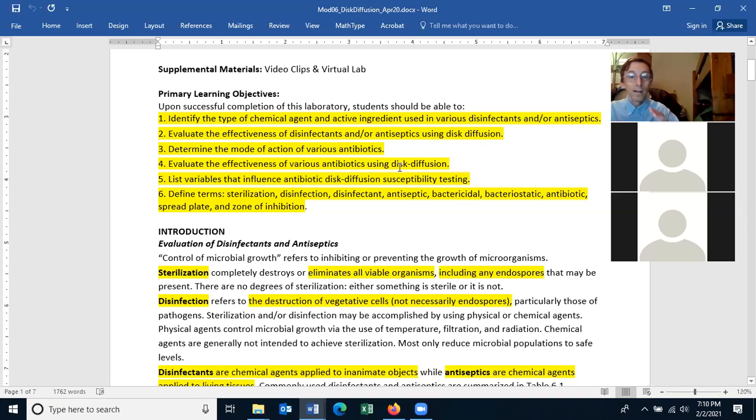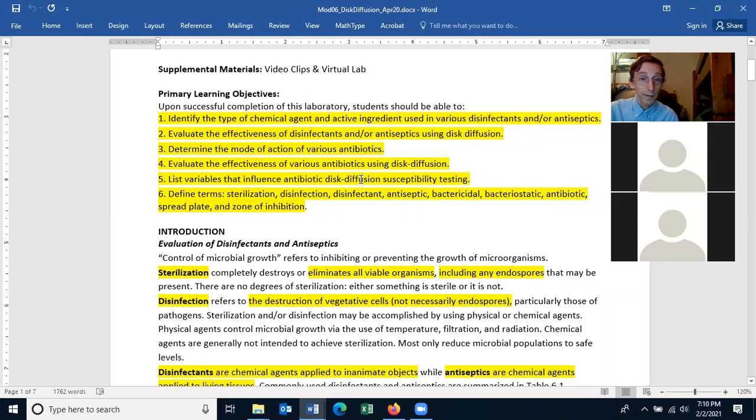Generally speaking, the larger the zone of inhibition around an antibiotic, the greater the effectiveness, but it's a little more complicated than that. That's a simple way of looking at it. The greater the zone of inhibition, the better the antibiotic. But like I said, it's a little more complicated than that. We'll talk about the exact way at the end of this.